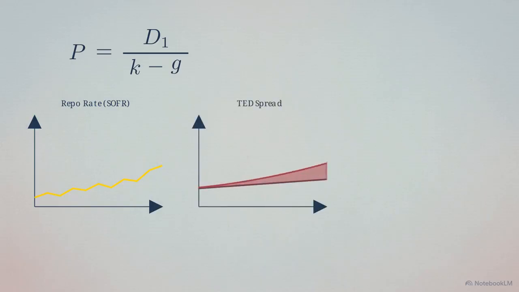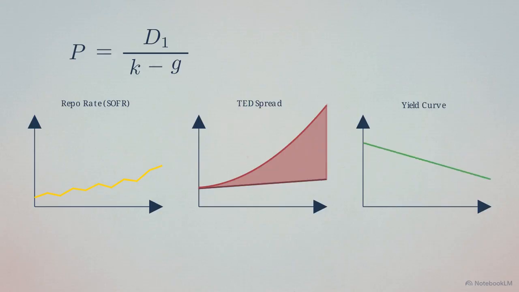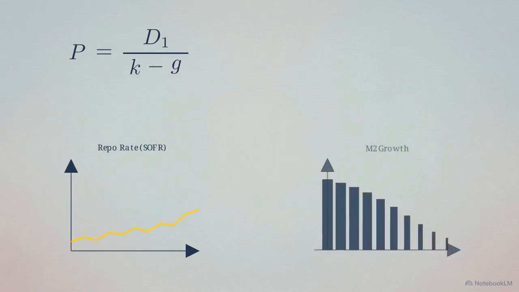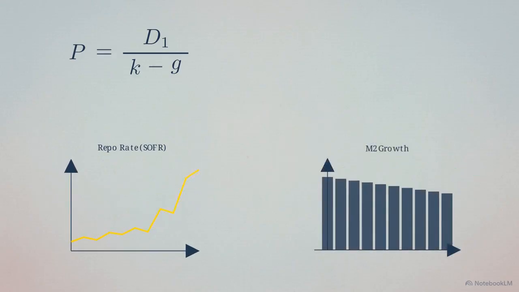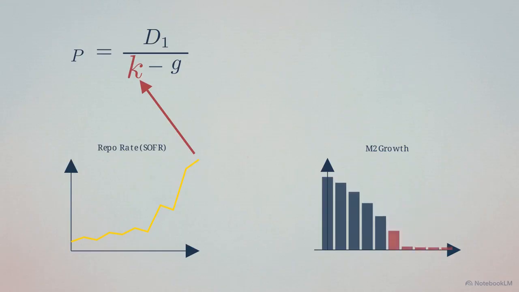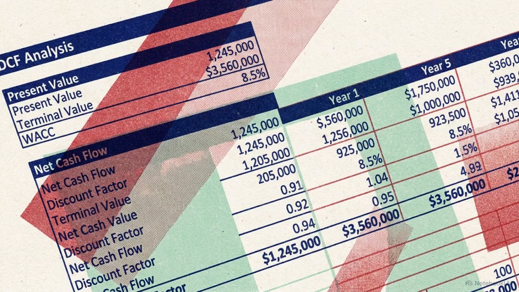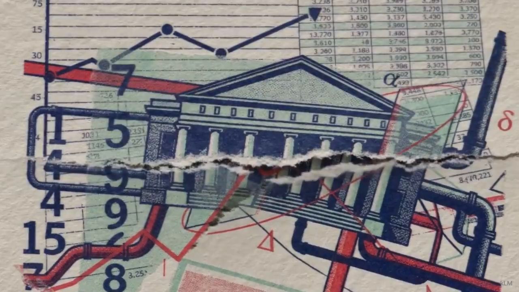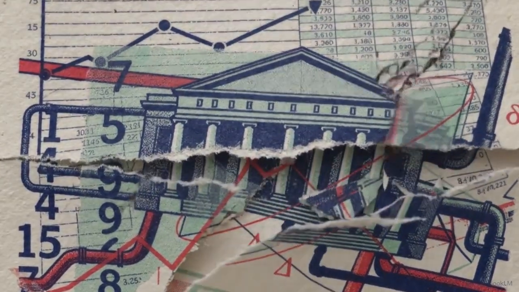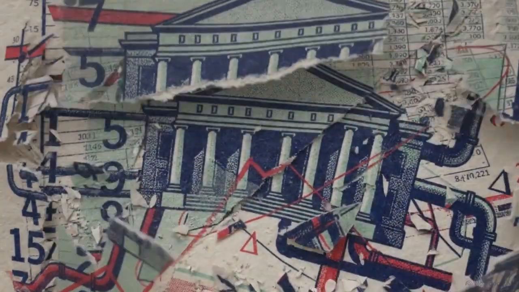Markets are driven by erratic repo rates, widening TED spreads, and yield curves that can invert and flatten in a matter of months. These indicators are the real-world inputs for your valuation variables. A liquidity crunch in the repo market pushes the required return K higher, while a sharp contraction in broad money growth directly suppresses the nominal growth rate G. You can build a sophisticated discounted cash flow model, but if the macroeconomic liquidity transmission mechanism remains a black box, your valuation is completely disconnected from reality.